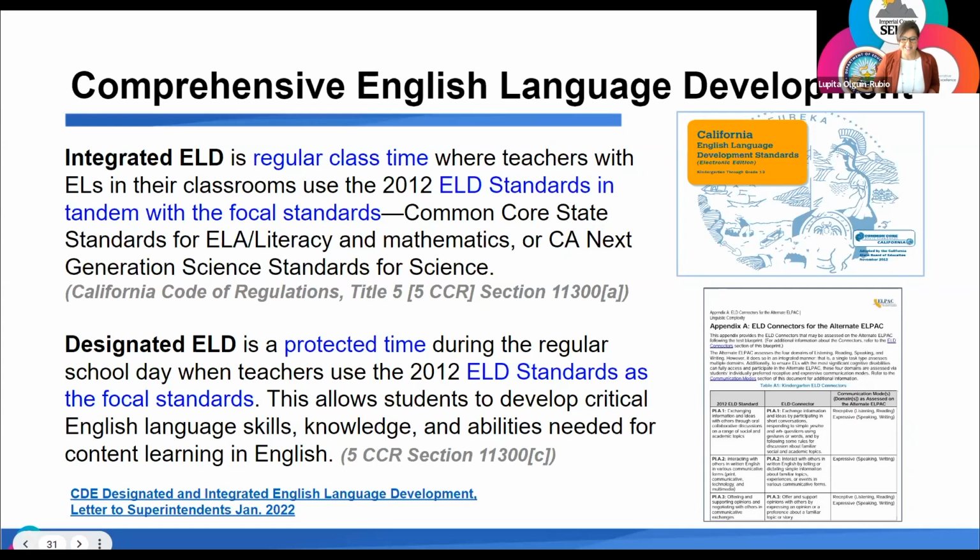One more thing about designated ELD that I failed to mention is that in the case of designated ELD, English learners are grouped by like proficiency levels. In integrated ELD, because it happens throughout the instructional day across the disciplines, students are going to be alongside English only students and other language proficiency level English learners. Next slide, please.